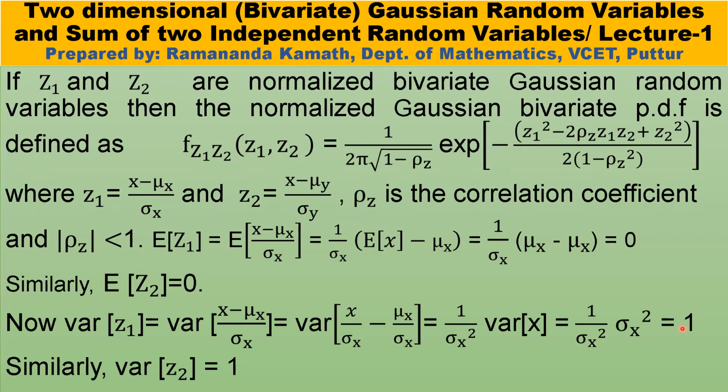So the variance of the normalized Gaussian random variable Z1 is 1. Similarly, the variance of Z2 will be equal to 1. So the variance of a normalized Gaussian random variable will always be equal to 1, and the mean of a normalized Gaussian random variable is equal to 0. These points are to be remembered. Mean of normalized Gaussian random variable is 0, and variance of normalized Gaussian random variable is equal to 1.